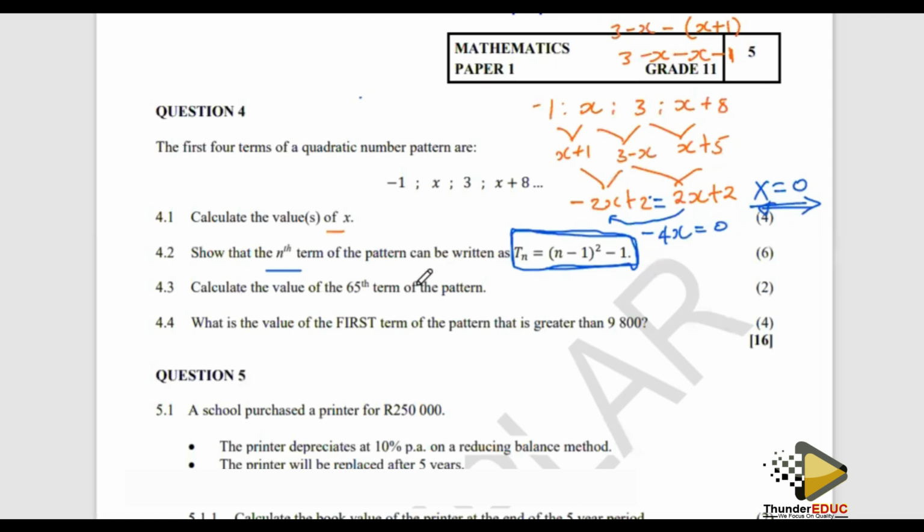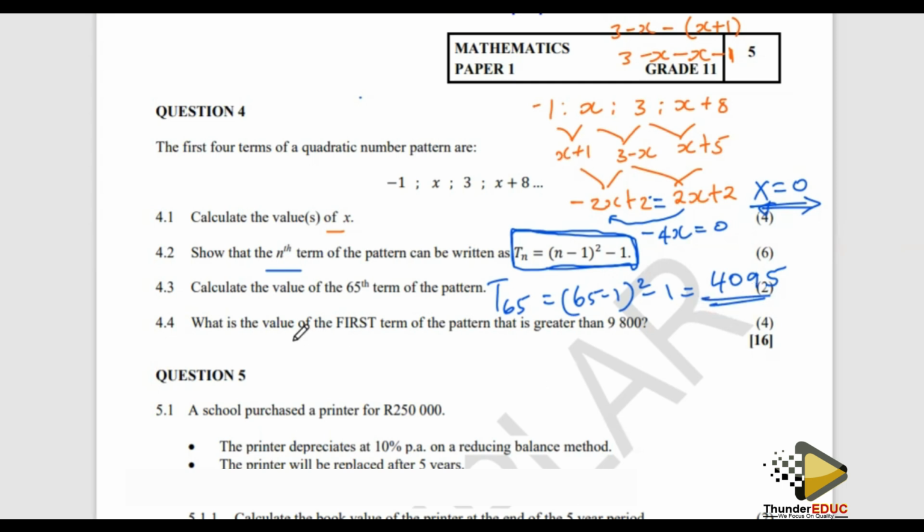Okay, then we shall move on and say, calculate the 65th term, T65. Okay, just substitute either here or wherever. So that's a 65 minus 1 squared, and then minus 1. So when I punch this into my calculator, I'm getting 4095. Or you can use the general term that is not in this format and get the answer.